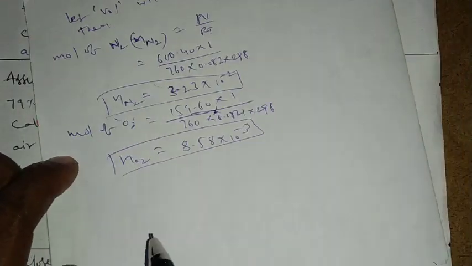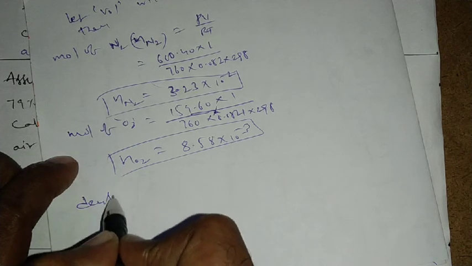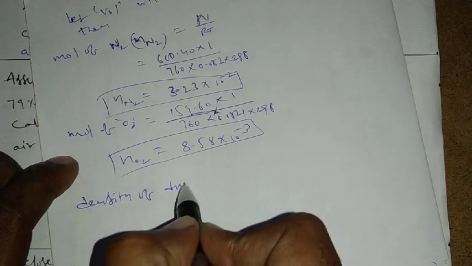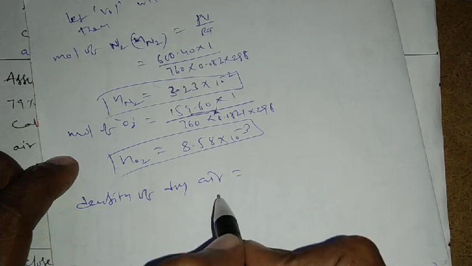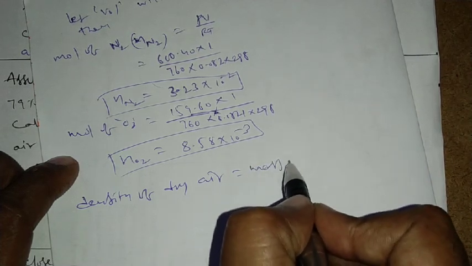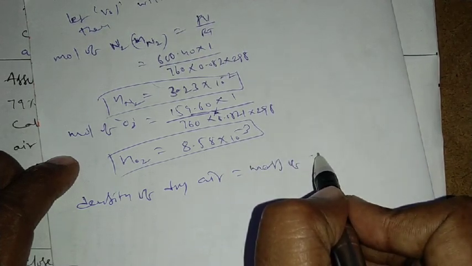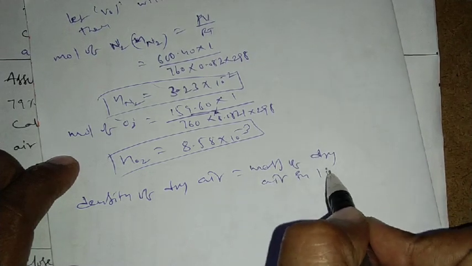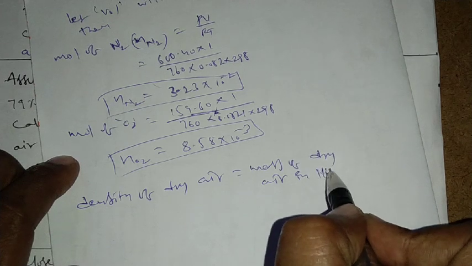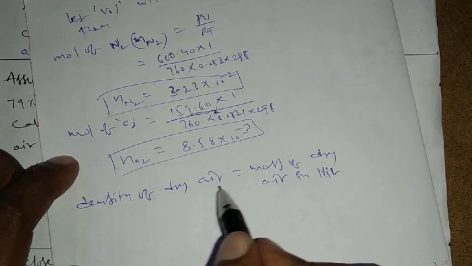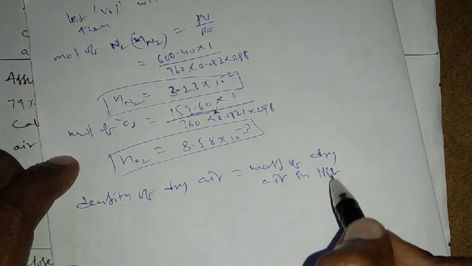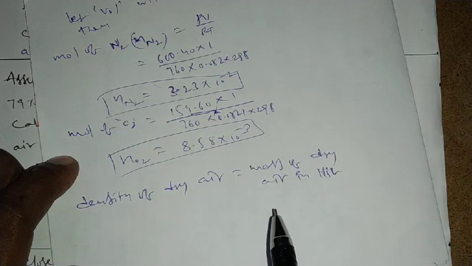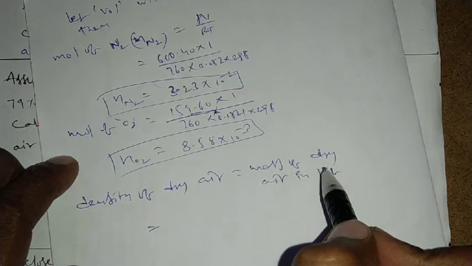So what is the purpose here? Because they are asking about the density. Now density of dry air is equal to mass of dry air in 1 liter. Is it okay? In 1 liter. Density of dry air equals mass of dry air in 1 liter. That is why we already considered volume as 1 liter. Now what will we get here? Mass of dry air in 1 liter.